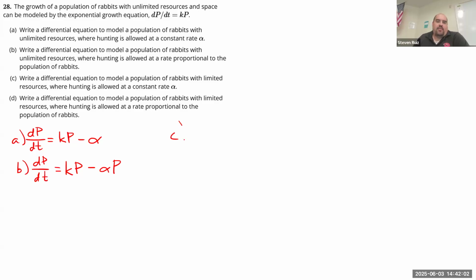All right, part C. Write a differential equation to model a population of rabbits with unlimited resources. All right, pause there. dP/dt equals kP. Try writing it. There you go. Where hunting is this different? Limited resources. Oh yeah, read. Okay. So what does limited resources mean?